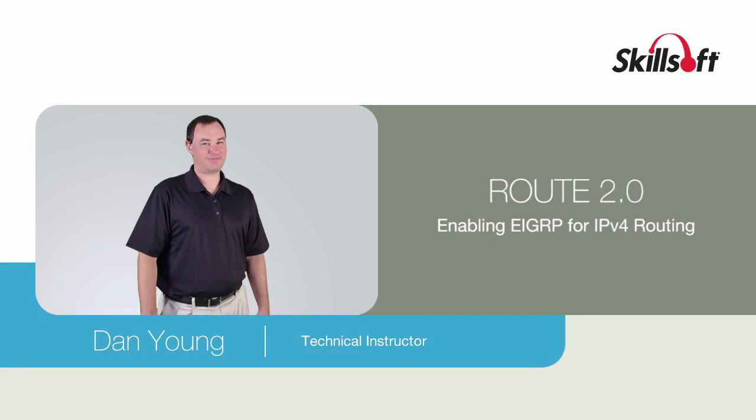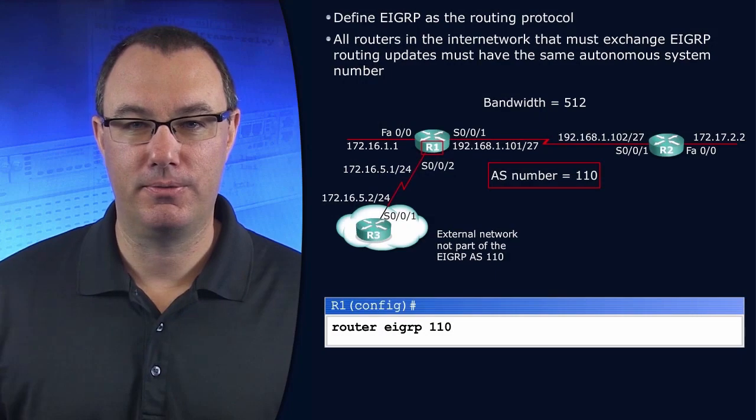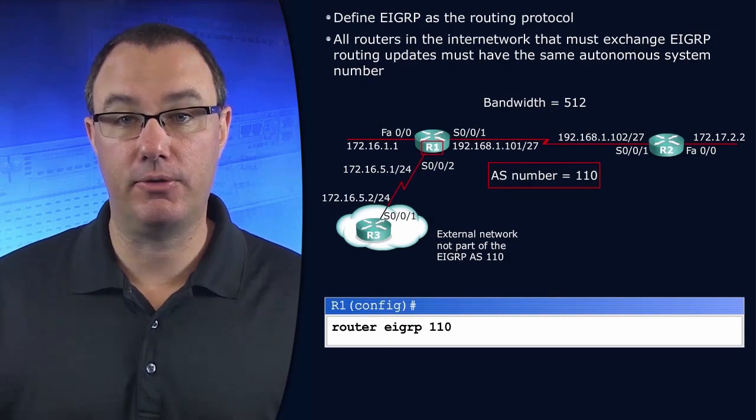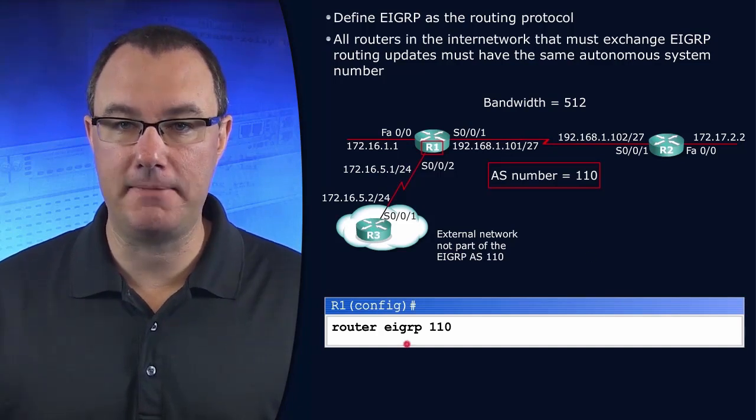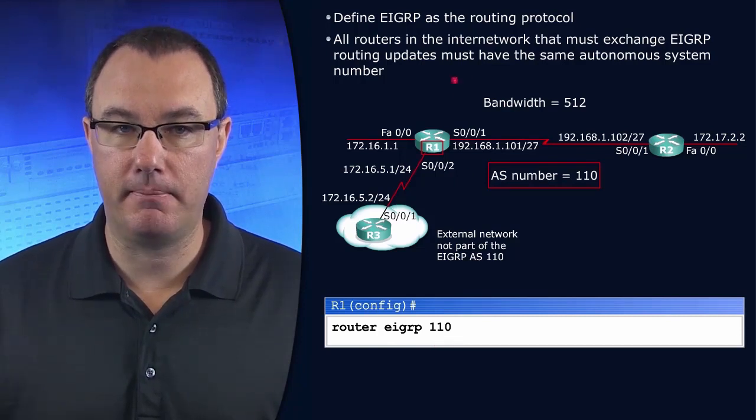How do we turn on any routing protocol? We do that by using the router command. We can see that router command right here. We follow that up with EIGRP and then the autonomous system number. Now that has to match. That must match between all of the routers in our autonomous system.